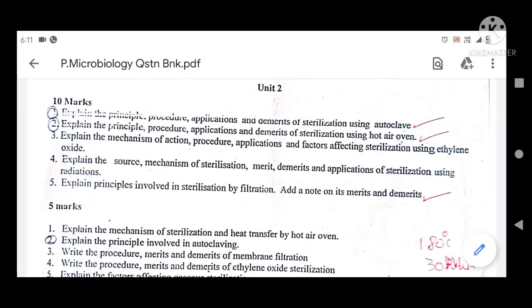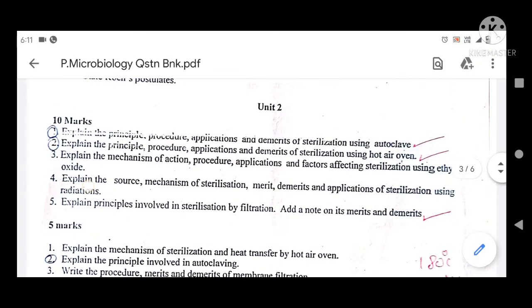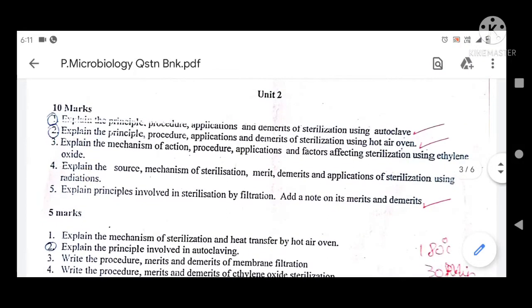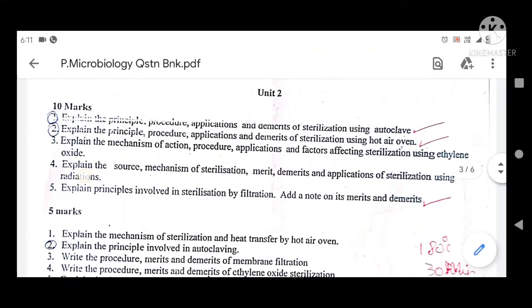Let's join pharmacy. Yes, so today we will discuss Unit 2 in our pharmaceutical microbiology. Very important questions in Unit 2 of pharmaceutical microbiology that belong to 10 and 5 marks. And it's my request to you all, my dear brothers and sisters, just read only these questions with accurate answers.